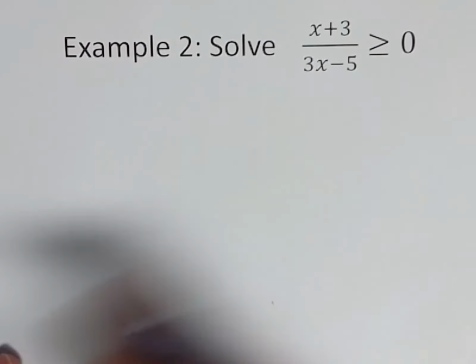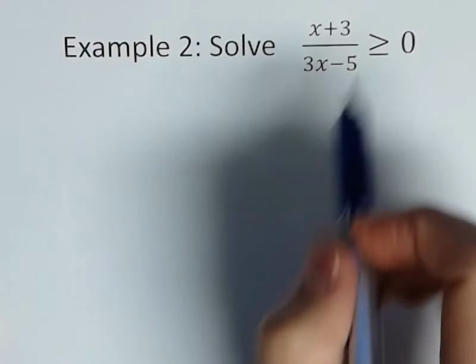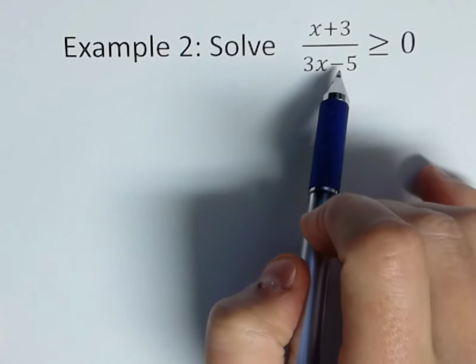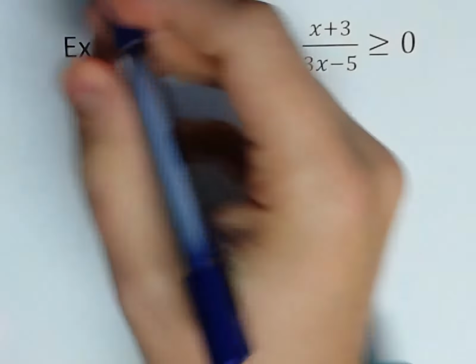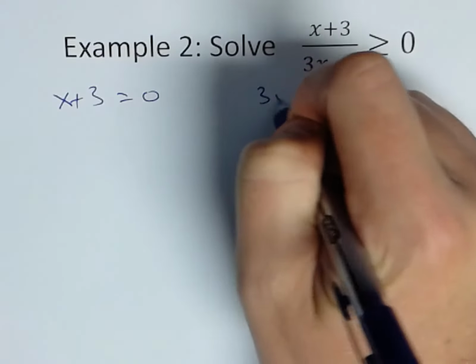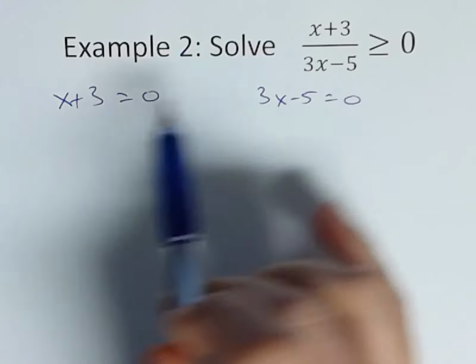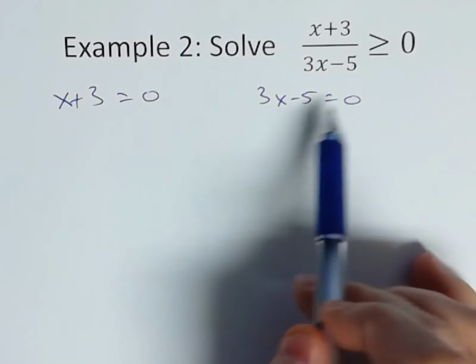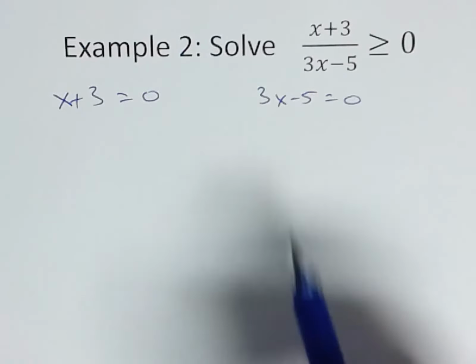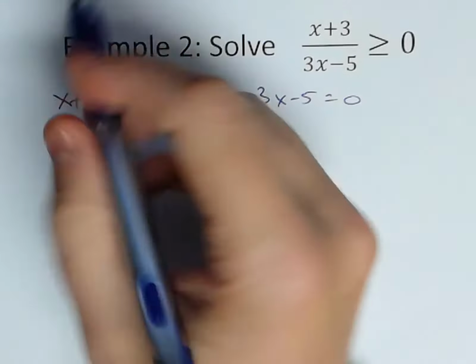Okay, another rational example, rational inequality, I should say. So the key, again, set the top and the bottom equal to 0. I see people all the time, they'll set this greater than or equal to 0, set this greater than or equal to 0, they'll solve those two inequalities, then they try to put that information together in their answer and it confuses them. So don't do that. Just set them equal to 0 and solve.